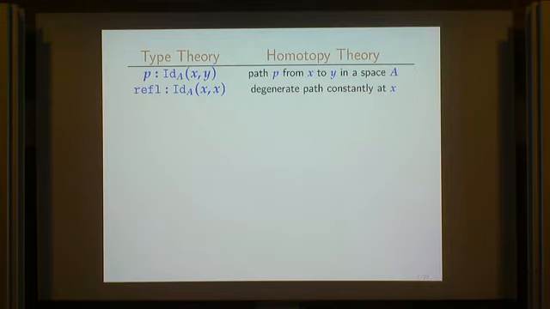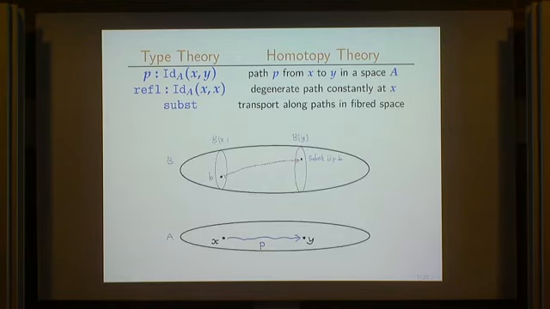So if we draw up a kind of a chart, right, elements of identification types being like paths between points in a space. So then from that point of view, the proof of reflexivity is analogous to having the degenerate path, which just stays at x. That seems reasonable. Then Thierry was talking this morning about transport along proofs of equality. So from the homotopy point of view, then we're talking about transport functions in fibred spaces.